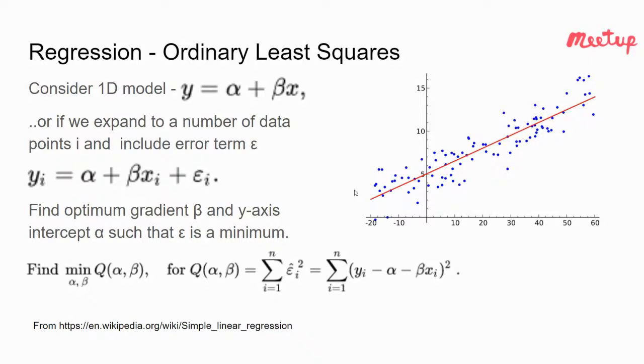And what we want to do is, as you can see here, for every point in this range i, you can define an input and an output and an error. So you find an optimum gradient beta and the y-axis intercept alpha such that the error is a minimum. So in this case, you want to sum all of the errors, which is y minus (alpha plus beta x), squared, because it's a mean squared error. And then you want to reduce that.